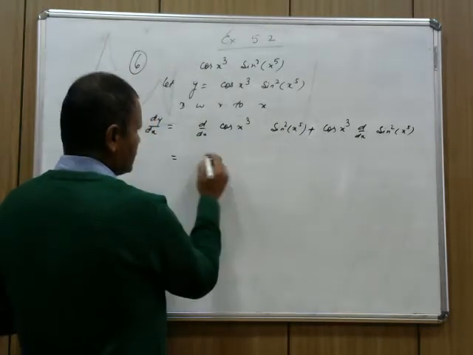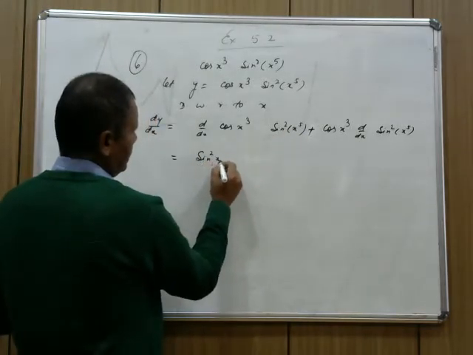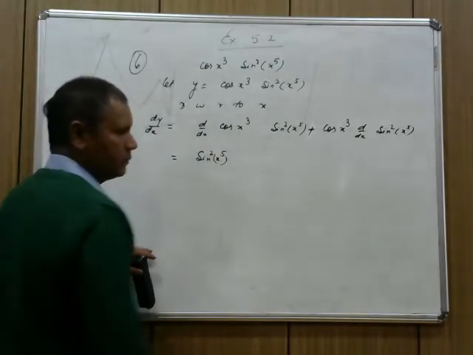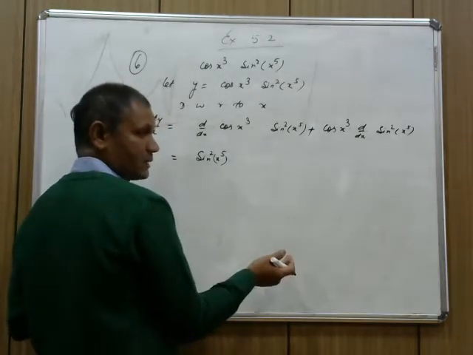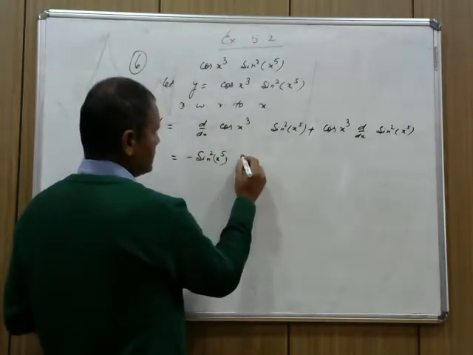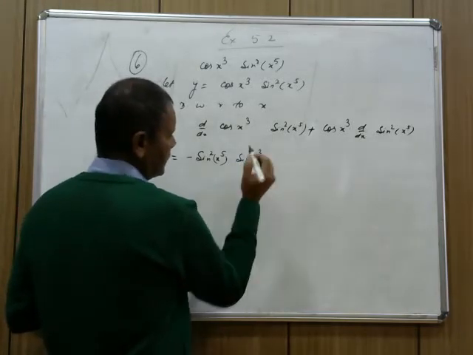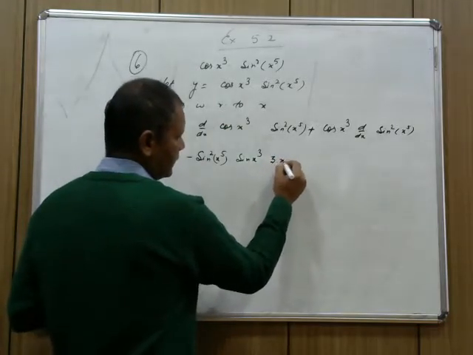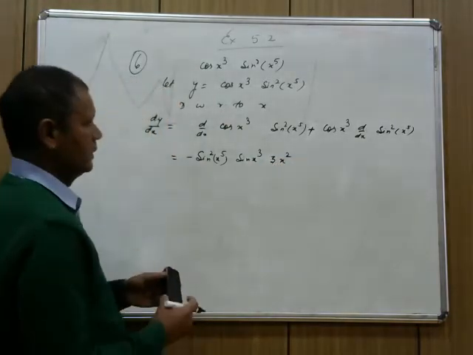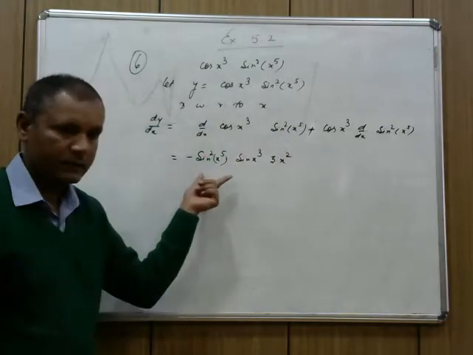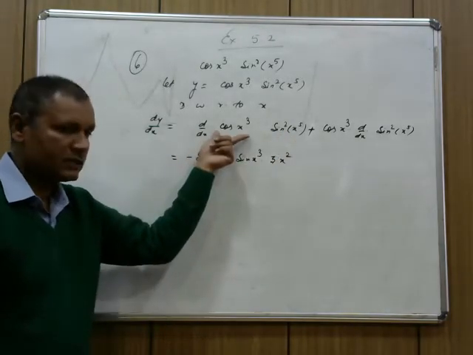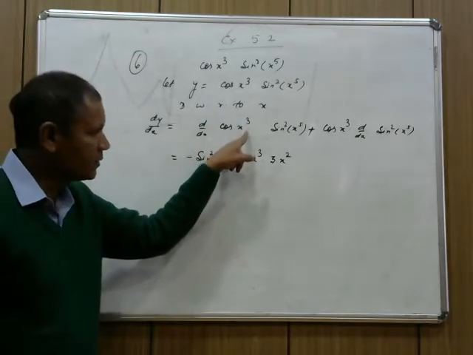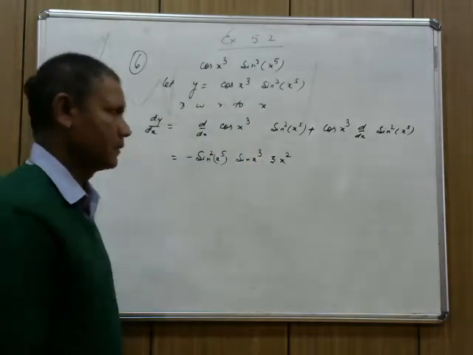First I'll write this part, sin square x to the power 5 into differentiation of cos x cube. Differentiation of cos x cube is minus sin x cube. Now x cube is left, differentiation of x cube will have 3x square, right?